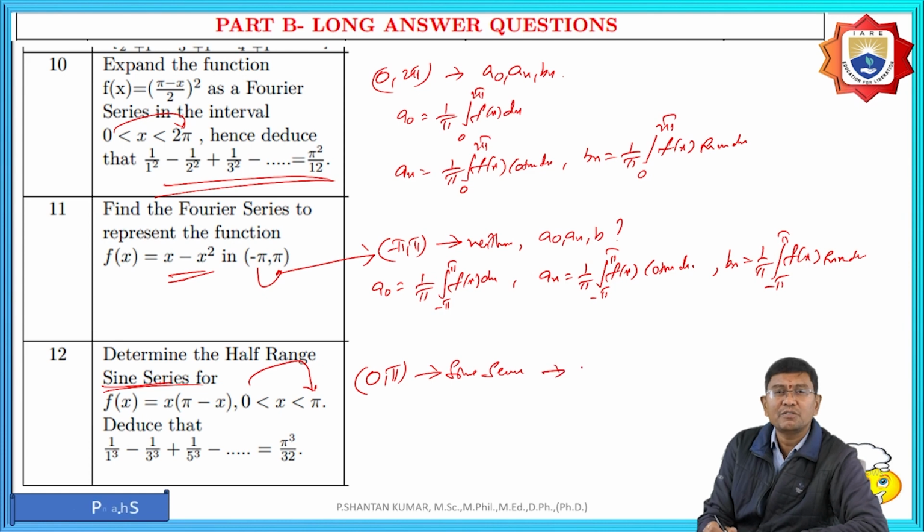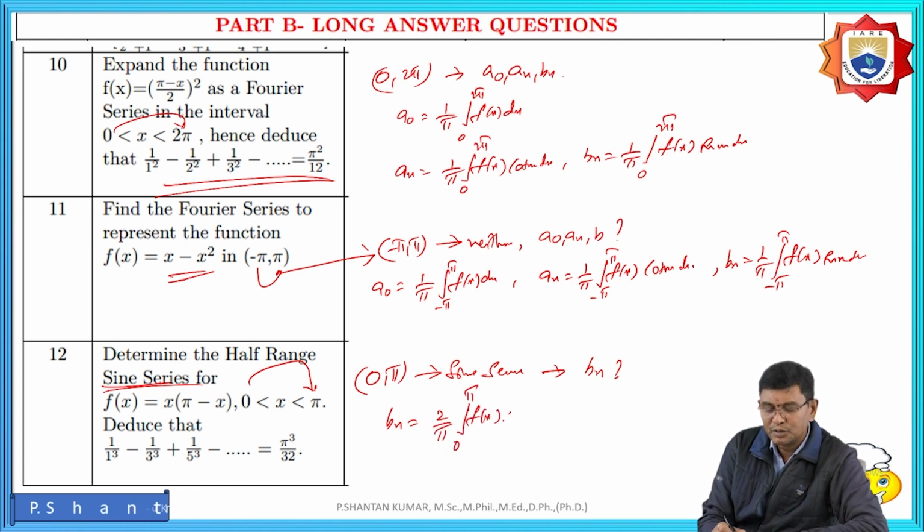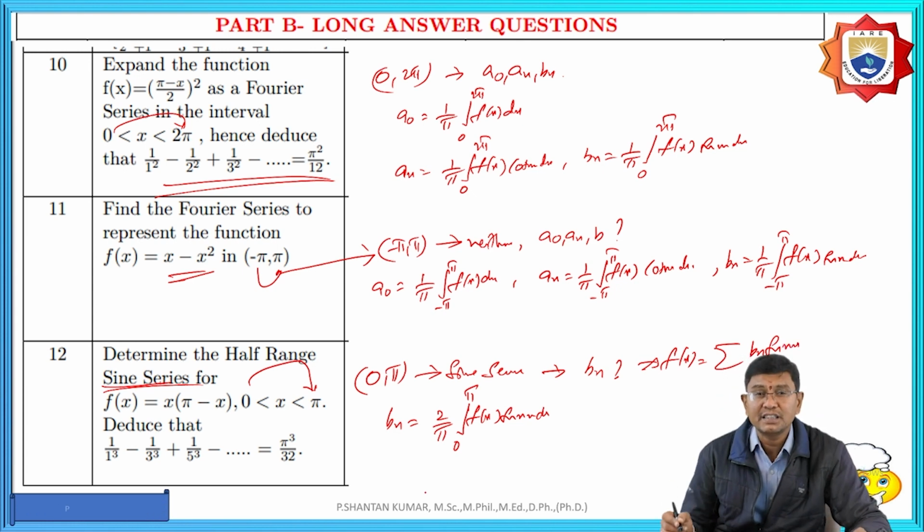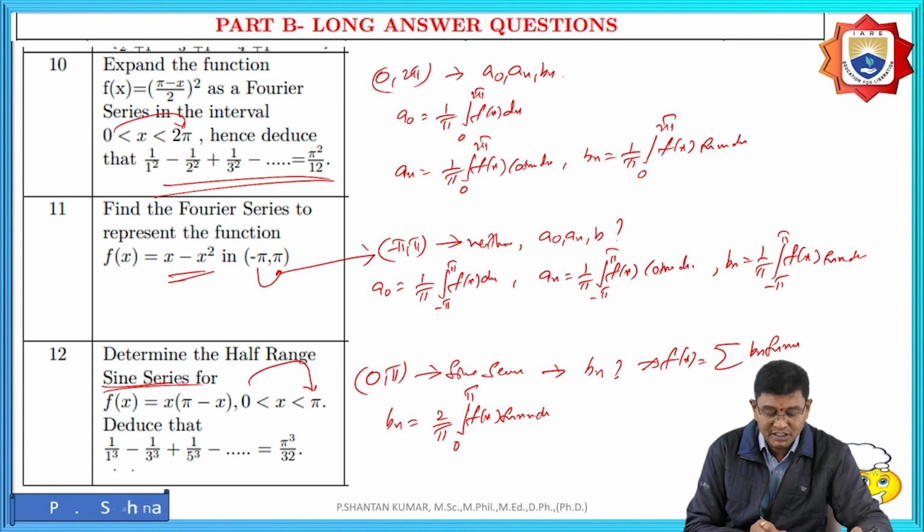Sine series is nothing but to find the value of bn only. Therefore, bn is nothing but 2 by pi integral 0 to pi f of x into sin nx dx. The required series is f of x is equal to the summation of bn sin nx. And after finding the bn value, we need to replace it in the required series, and after that deduce the condition also that they are asking.